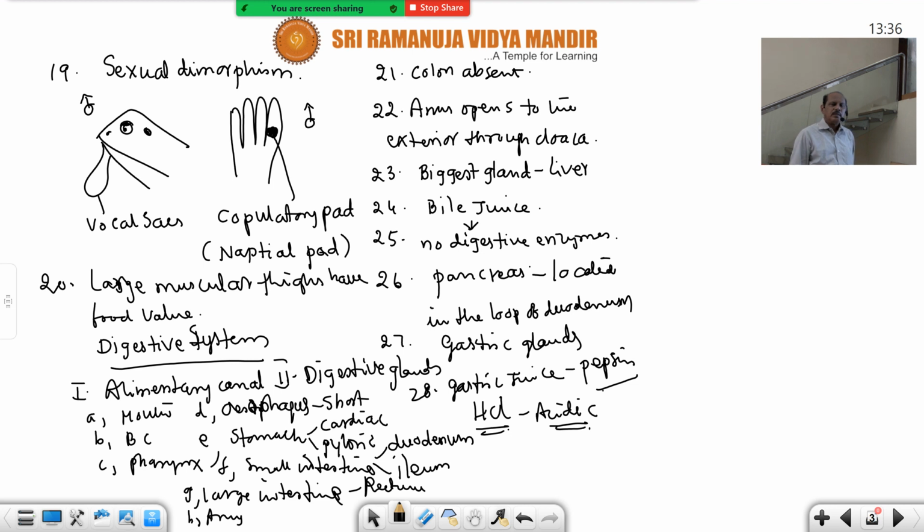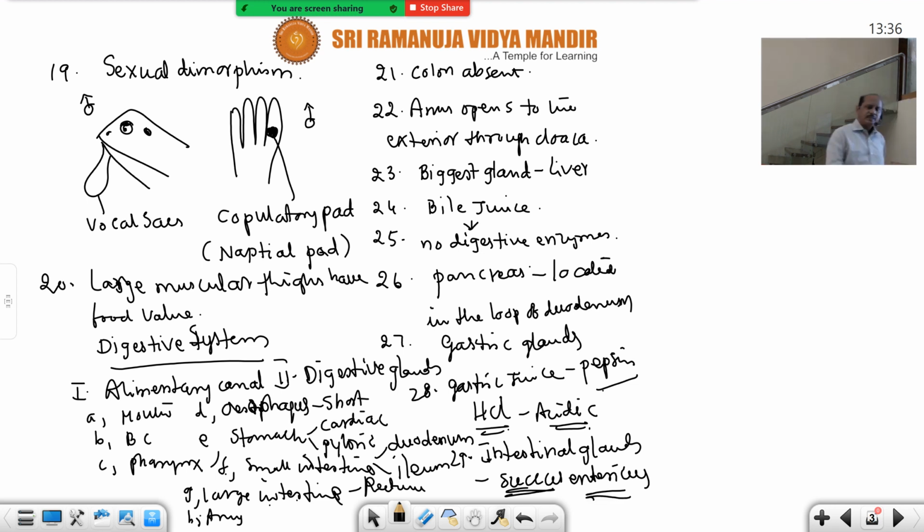Assertion: gastric juice is an acidic digestive juice. Reason: because HCl is present in the gastric juice. And lastly, intestinal juice. Lieberkühn follicles are the intestinal glands, the fourth type of digestive gland, and they secrete succus entericus. Succus entericus is the scientific name of intestinal juice. Succus means juice, entericus means intestine. That is the meaning of succus entericus.